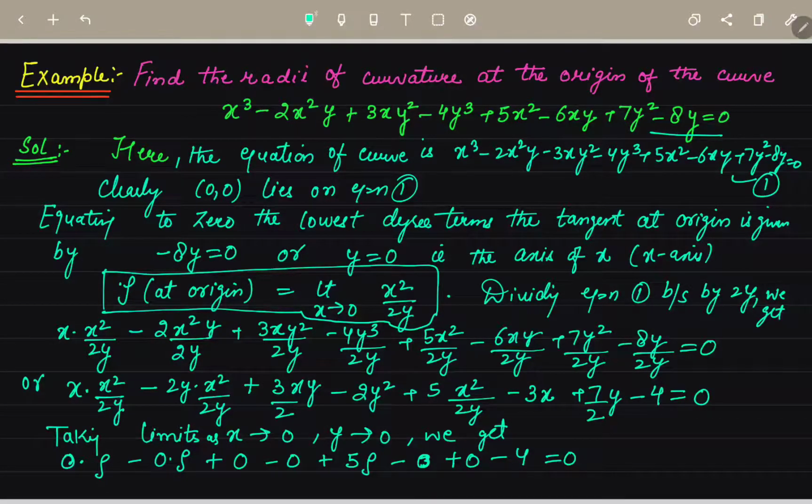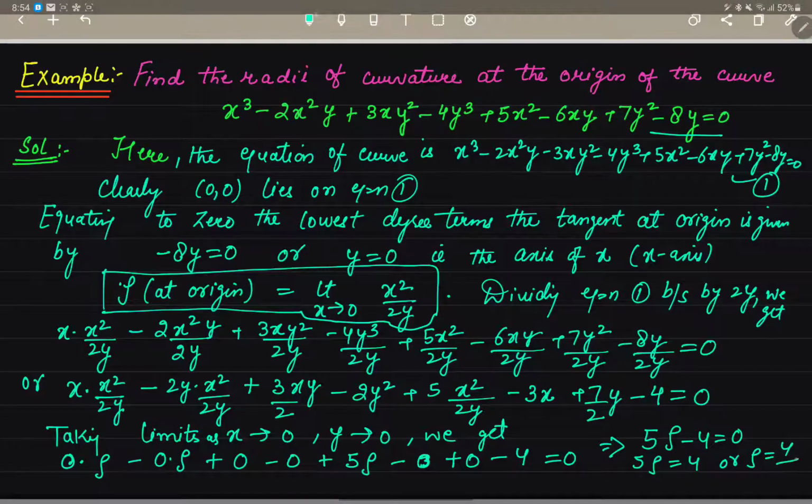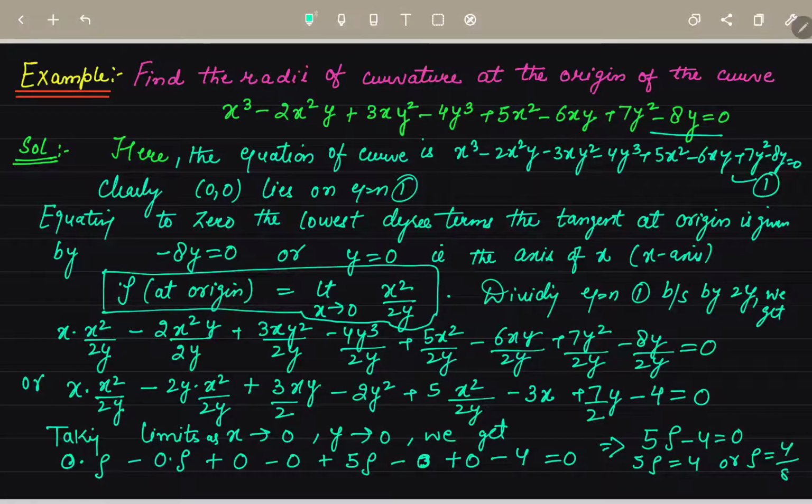So basically from here what I got is 5 rho. So this implies 5 rho is equal to 4. Okay, or I can write like this so that it will be more clear. I will write 5 rho minus 4 is equal to 0, or I can say 5 rho is equal to 4, or rho is equal to 4 by 5. Okay, so this is the answer. So this is basically the radius of curvature.